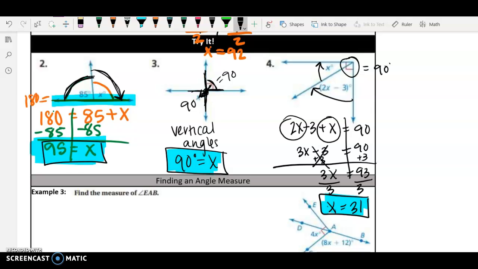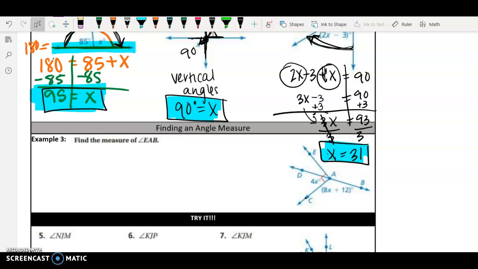Number 4 gives us that little box, which is 90 degrees. And so 2x minus 3 is this angle, plus x, which is this angle, gives us this whole angle in here. And so I circled my 2 x's, so I added those together. 2 plus 1 is 3. And so now I'm going to add 3 to both sides. And so I get 93 equals 3x. Divide by 3 on both sides to cancel these out. And I get x equals 31.